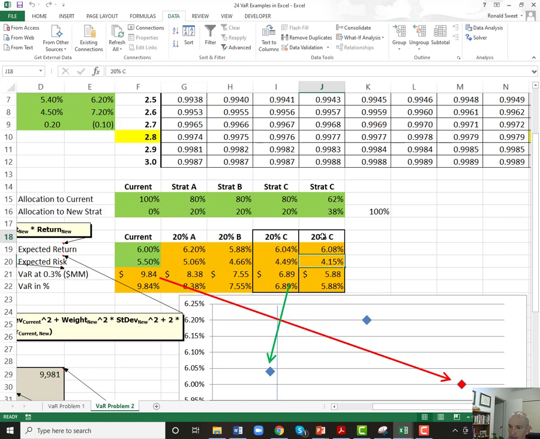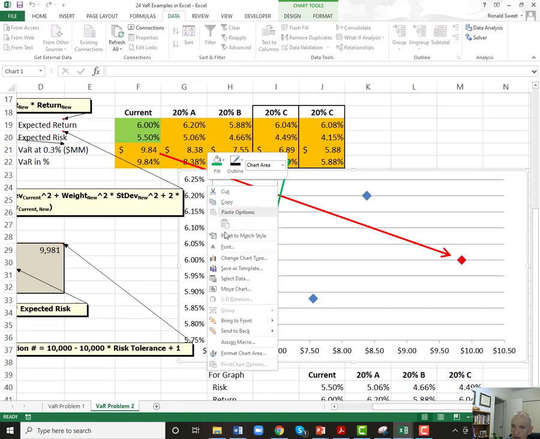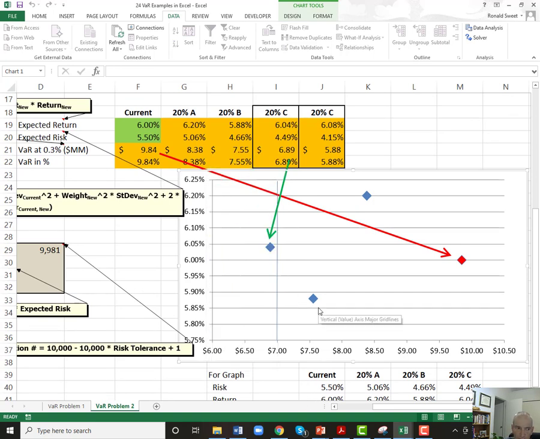Boy, that's much better than what we're recommending. But again, why don't we recommend 38% for C? Well, because we may not want more than 20% in any given strategy. All right, so then again, you do your graph. We'll copy our graph and bring it over to our answer.